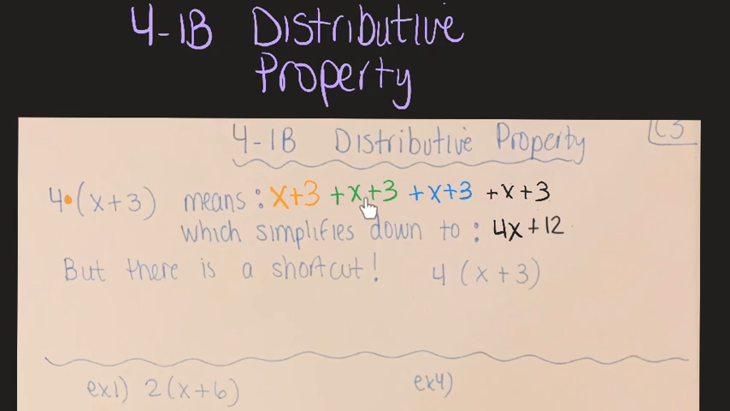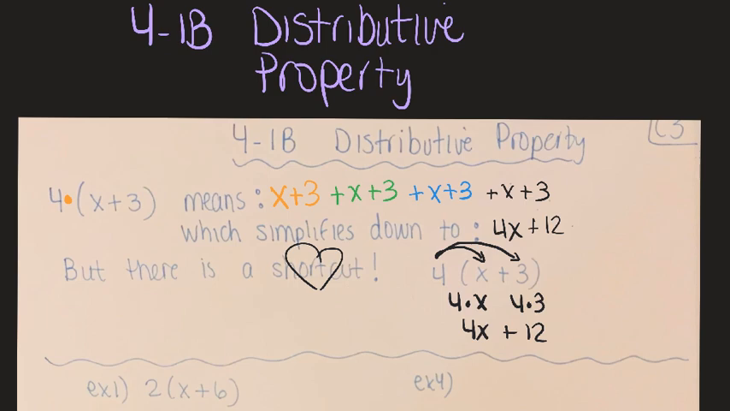But we're not going to want to write this out every time, especially if this number is larger than 4. So we need a shortcut. Shortcuts are awesome. So we're going to say I got 4 of these, 4 times x, which is 4x smushed together. And I've got 4 of these. 4 times 3 is 12.